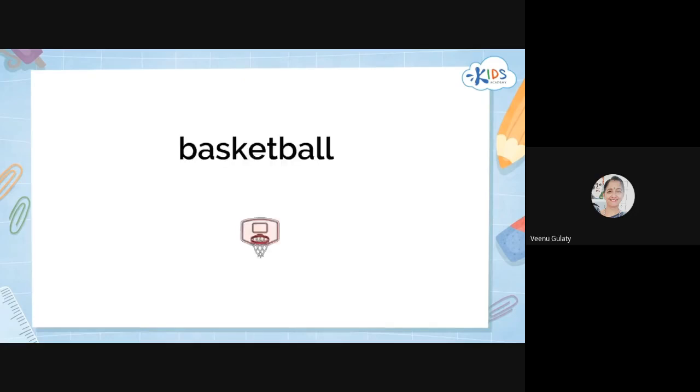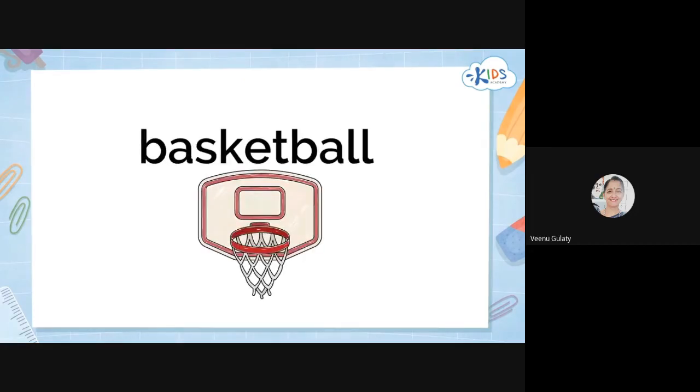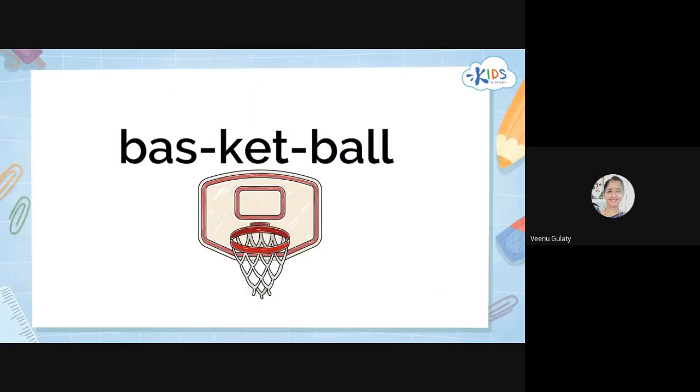Let's try this one. You can see that this word has three vowels, each separated by consonants. So it has three closed syllables, bass and ket and ball. This means that the vowel sounds are probably short, bass, ket, ball.